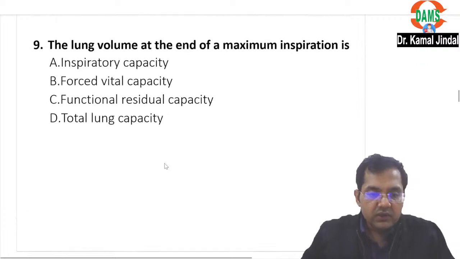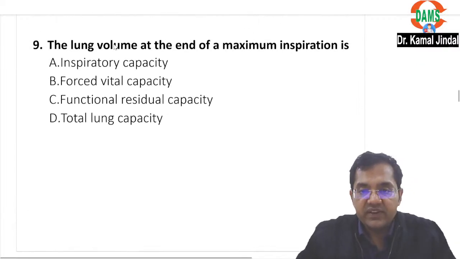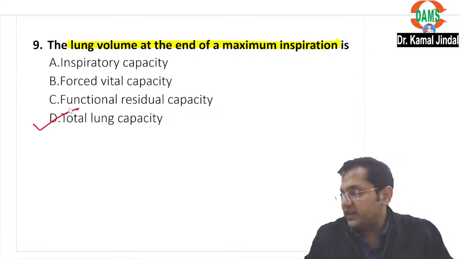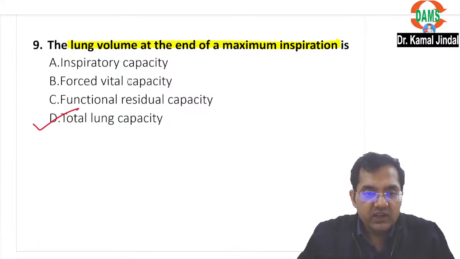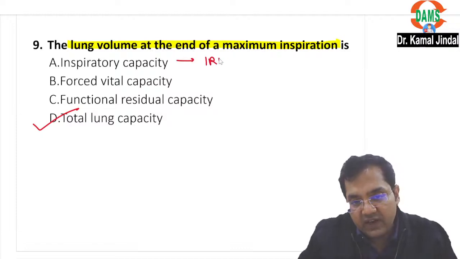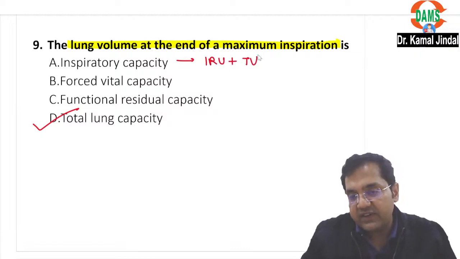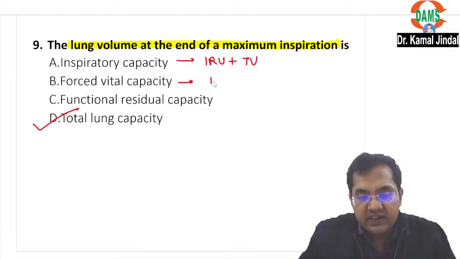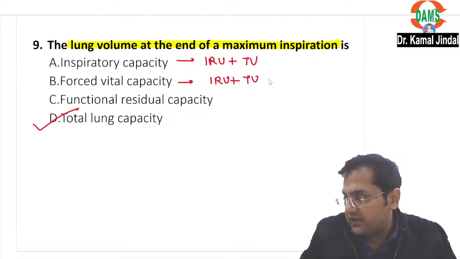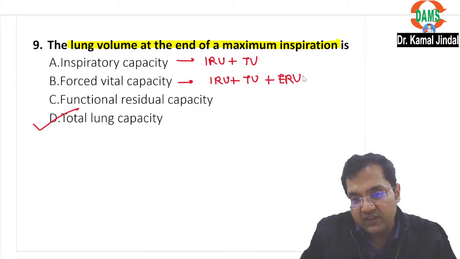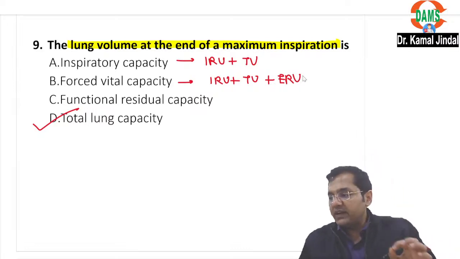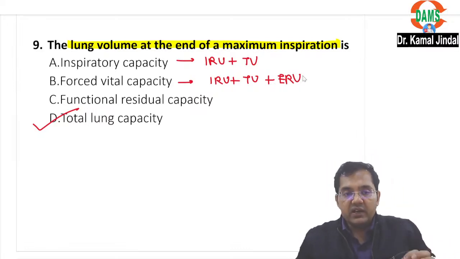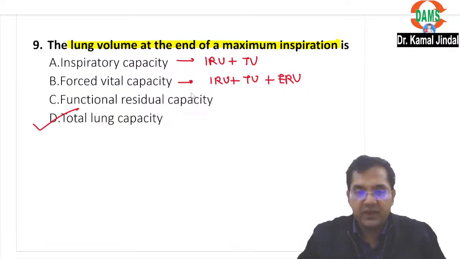The lung volume at the end of maximum inspiration. This is extremely easy. What is the lung volume at the end of maximum inspiration? TLC, total lung capacity. What is inspiratory capacity? It is IRV plus TV, right? Maximum volume of air which can be inspired. Forced vital capacity, FVC, it is IRV plus TV plus ERV. Volume of the air which can be forcefully expired after taking a maximal or forceful inspiration.